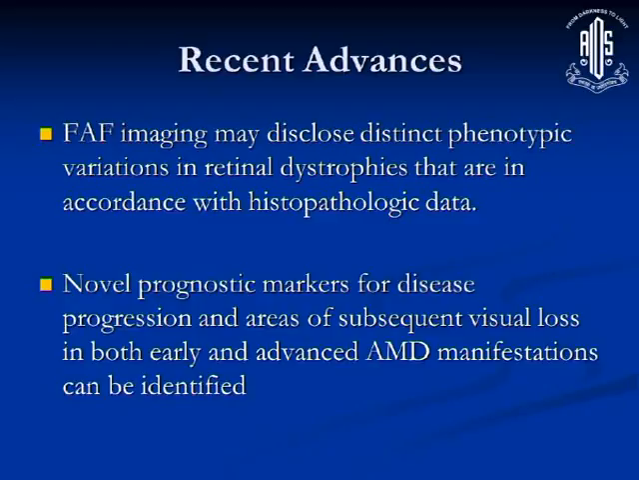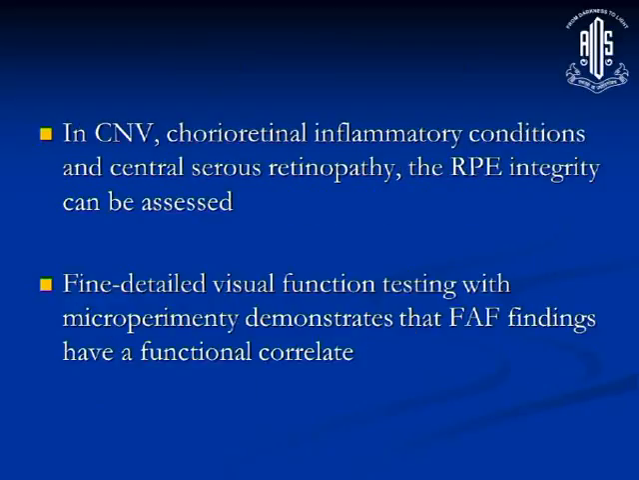Recently, it has been proposed that FAF imaging may disclose distinct phenotypic variations in retinal dystrophies, in accordance with the histopathologic data, and novel prognostic markers for disease progression and areas of subsequent visual loss in both the early and advanced AMD manifestations. In CNV, choroidal inflammatory conditions and central serous retinopathy, the RPE integrity can be assessed, and fine detailed visual function testing with microperimetry demonstrates a functional correlate between that and autofluorescence findings.